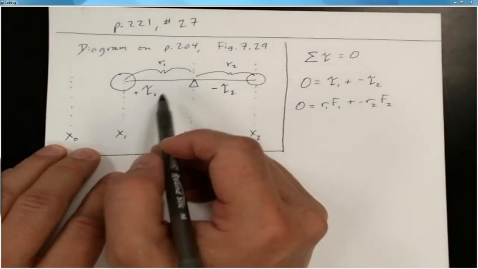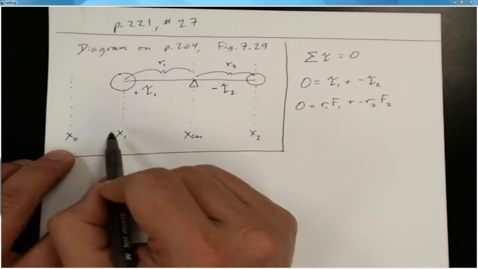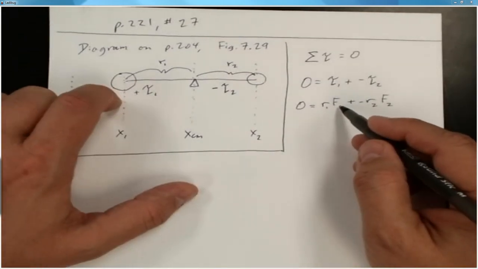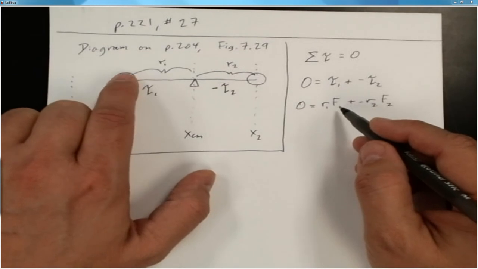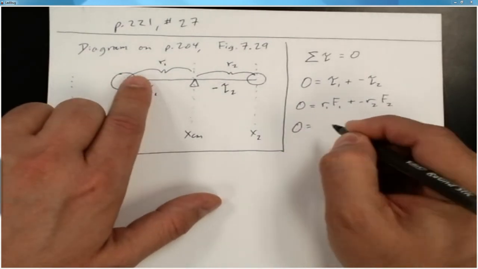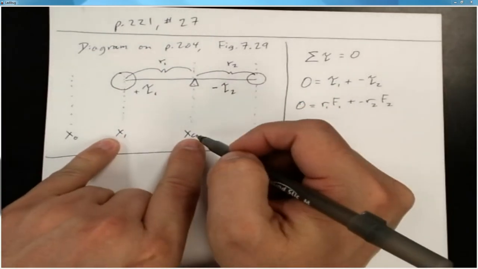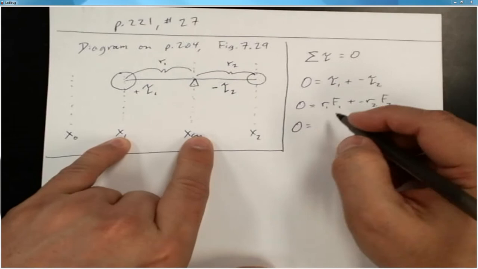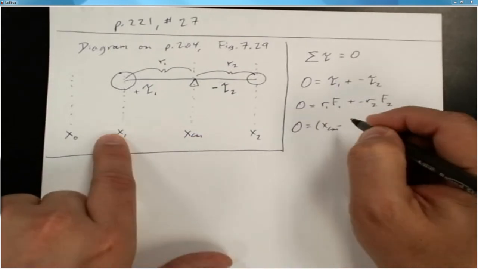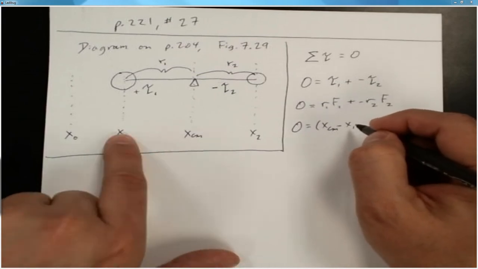Now, R doesn't appear in relation to my origin, so we're going to have to deal with that. And F, what is the force that's being exerted here? It's going to be the force of weight, so this is going to be mg. So 0 is going to be equal to, what is R1? R1 is this distance minus this distance. So it's x sub cm minus x sub 1. It's the difference between these two.